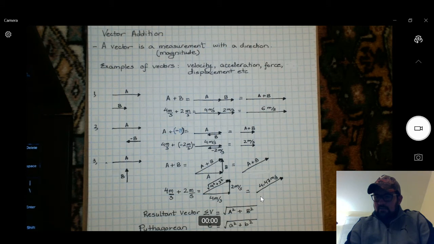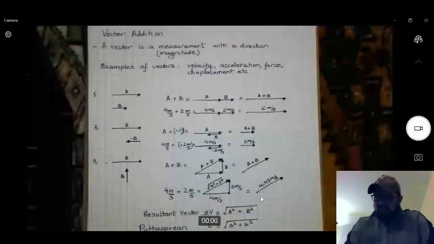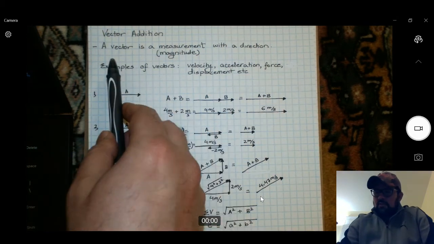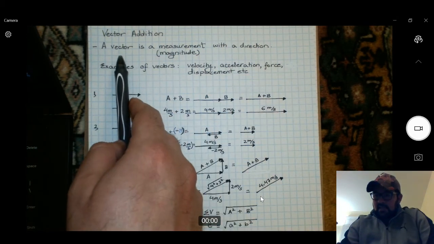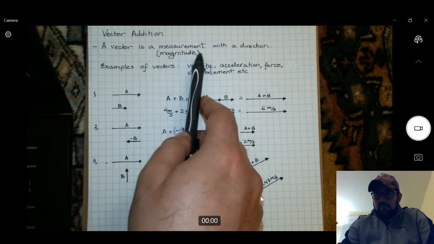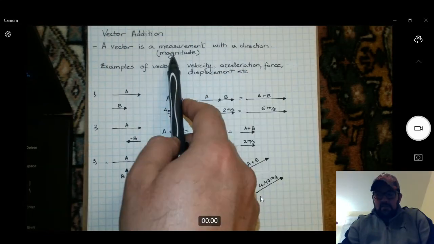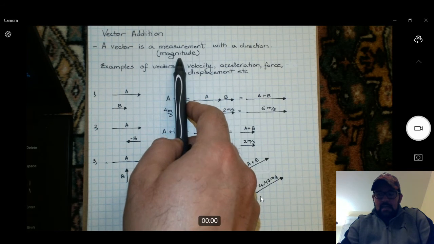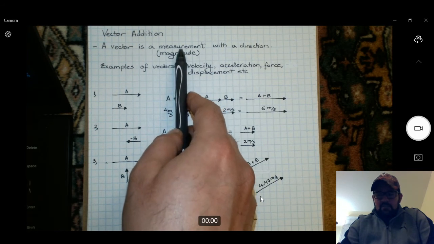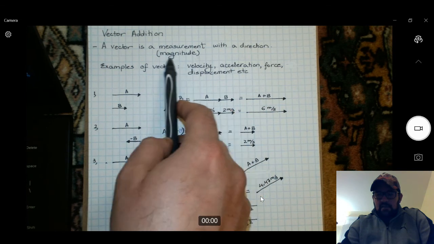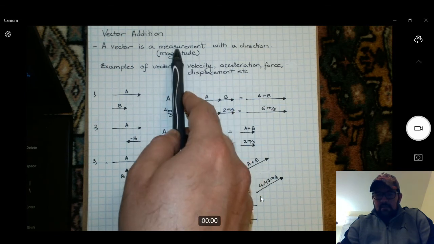This is going to be the first part of a two-part video, and it's related to vector addition. About 4 to 5 weeks ago, we discussed the difference between vectors and scalars, and when we first introduced vectors, we came up with this definition that a vector is a measurement with a direction. Now remember, you will hear the word magnitude quite a bit, and magnitude is just a synonym for the word measurement. So anytime I hear the word magnitude, I think of the word measurement.